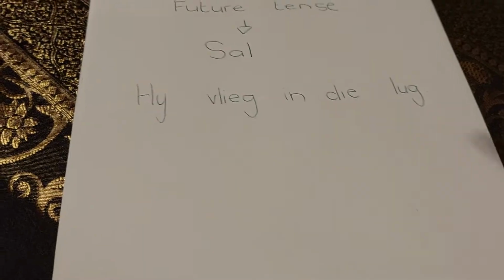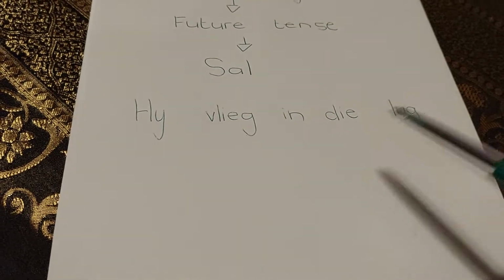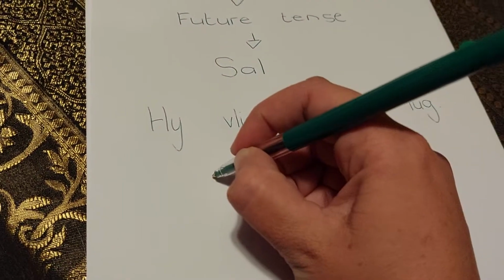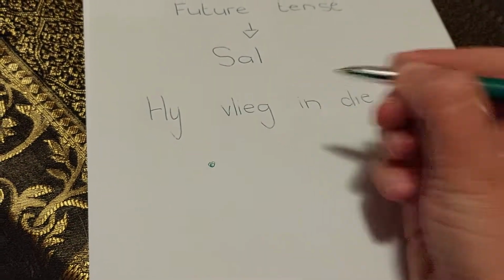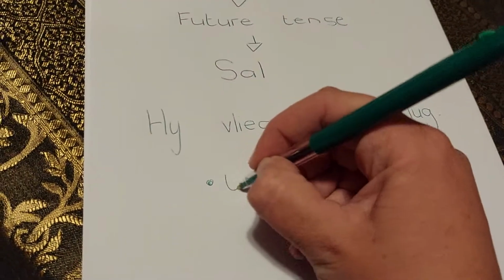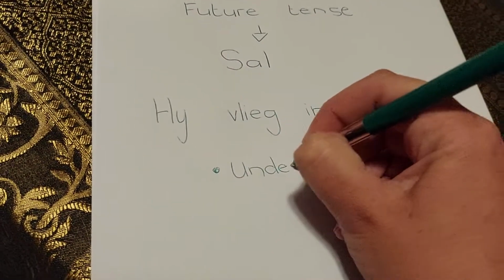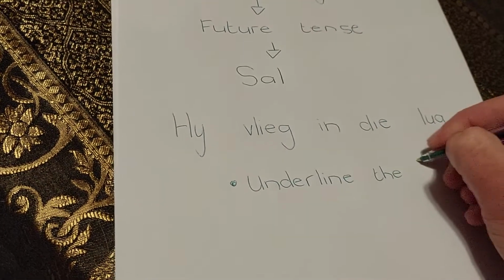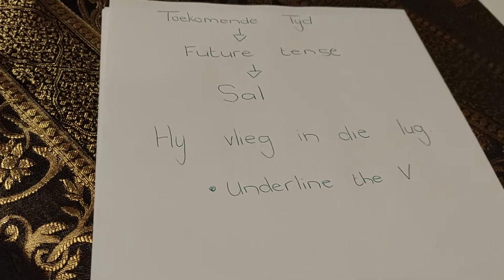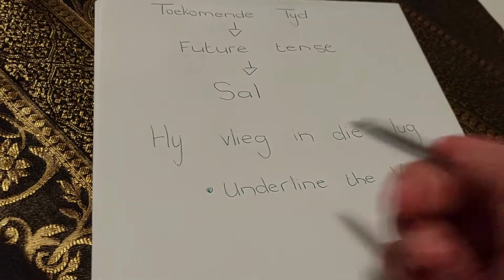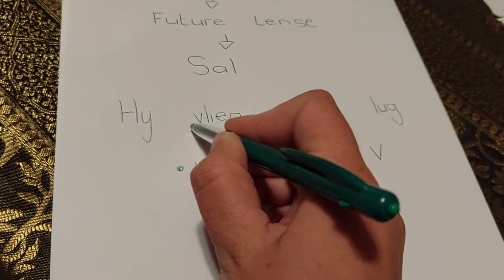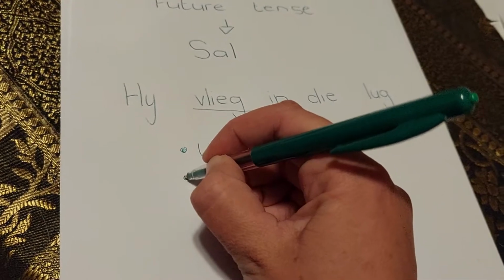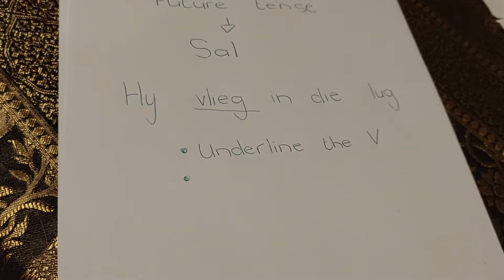Let's have a look at the rules for TOEKOMENDE TYD. Here we've got a sentence. Hy vlieg in die lug. Always with TOEKOMENDE TYD, step 1 is underline your verb. What is our verb? Our verb is vlieg. Underline your verb.